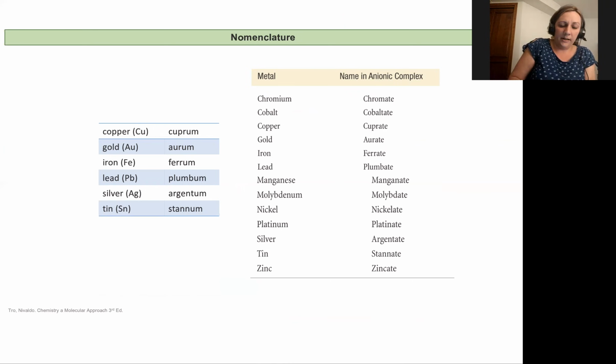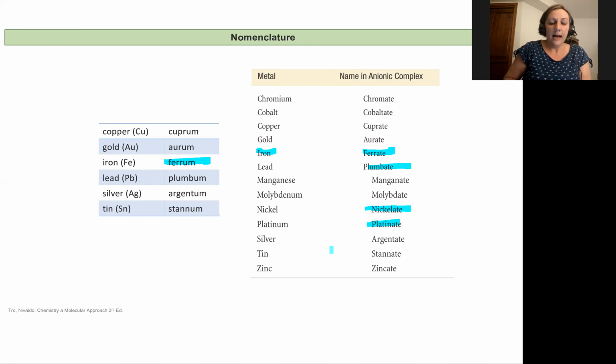So iron will become ferrate, right? And that's coming from ferric and ferrous for iron plus 3 and iron plus 2. If it's iron plus 2, it's ferrum. Lead would become plumbate. I'm sure I'm butchering that. Nickel, nickelate. Palladium will be platinate. Why did I choose the hard ones?